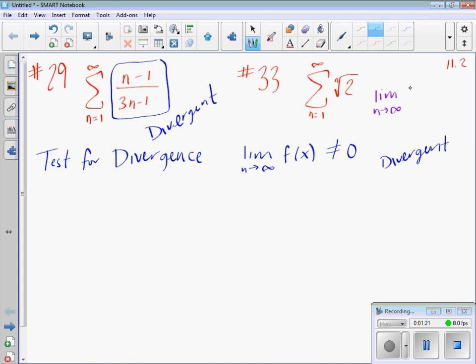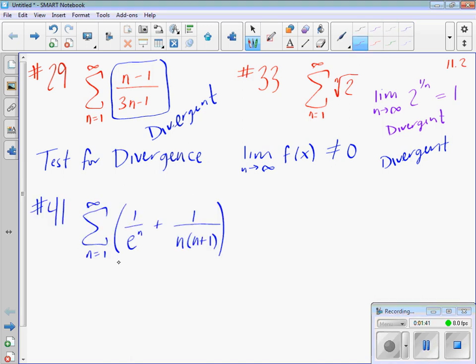Okay, so this one here I'm going to write as 2 to the 1 over n power. If you plug in infinity, don't you get 2 to the 0, which is 1? So what can you say about it then? Divergent, because of the test for divergence. Okay, always write what test you're using.